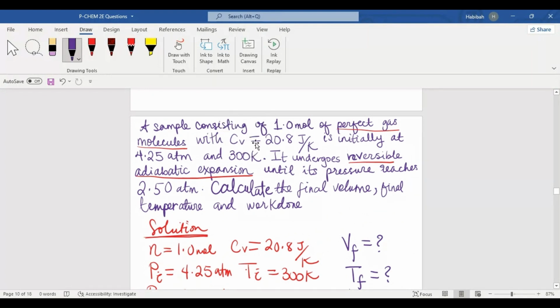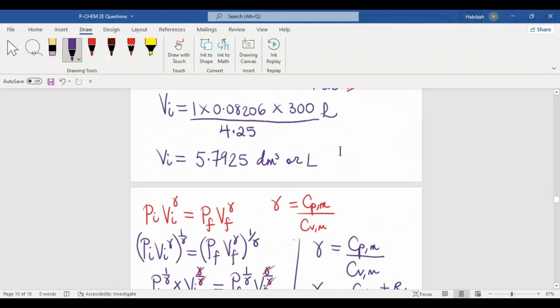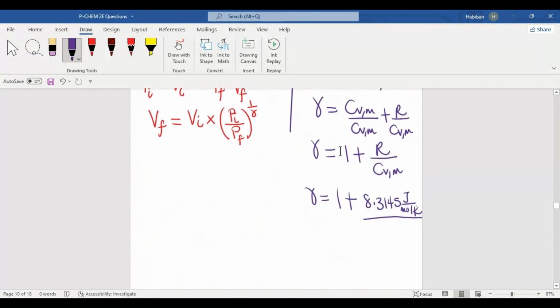But we also know that the heat capacity at constant volume, if we want to change it to molar heat capacity at constant volume, we just have to divide it by the number of moles that we're given in the question. The number of moles is just 1.0 mole. So to get Cv,m, you just say 20.8 joule per Kelvin divided by 1.0 mole, which is the same thing as 20.8 joule per mole Kelvin. So we can just put that here. So that's how it's done.